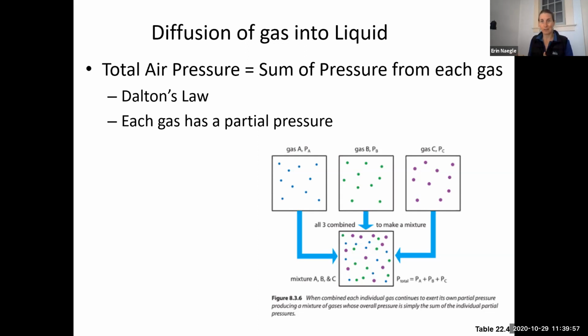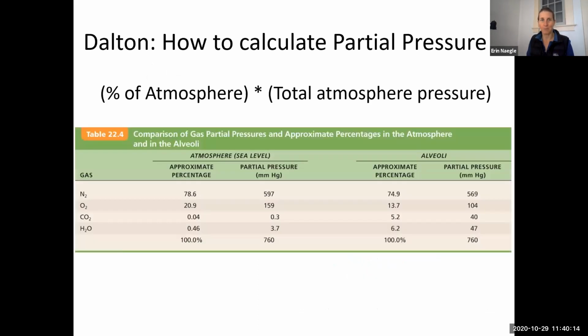Yeah, 760 millimeters of mercury. Enough to push that column of mercury up 760 millimeters. So that pressure is a combination of the pressure from the nitrogen, the oxygen, the carbon dioxide, the methane, all of these gases that are in our atmosphere. So how do you calculate a partial pressure, you ask? It's just some math, which is great. I also love math.